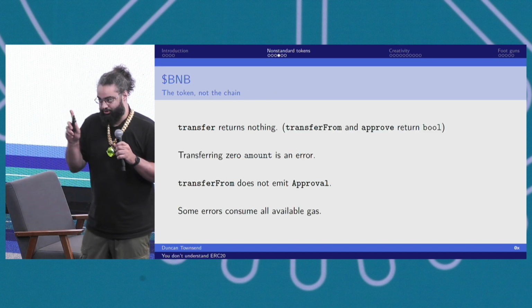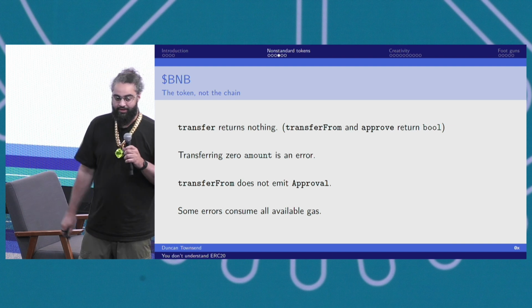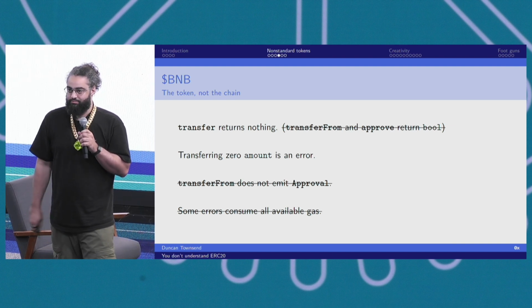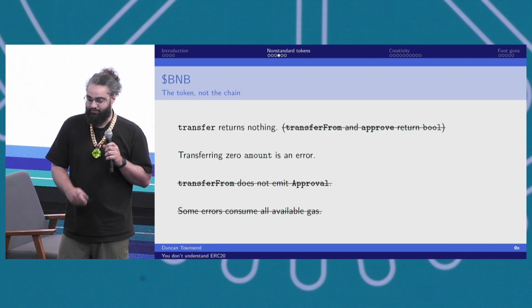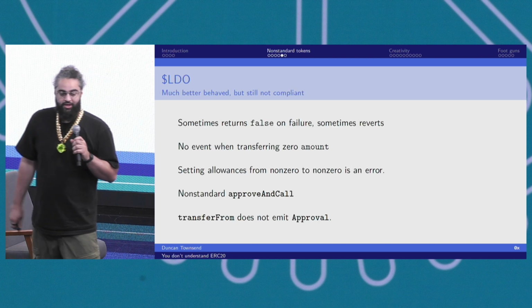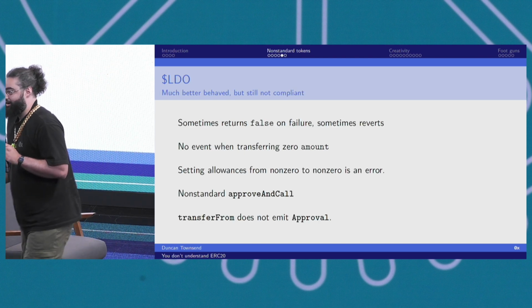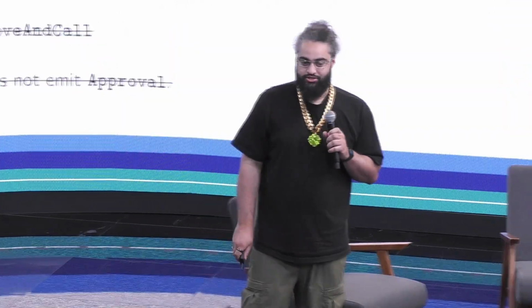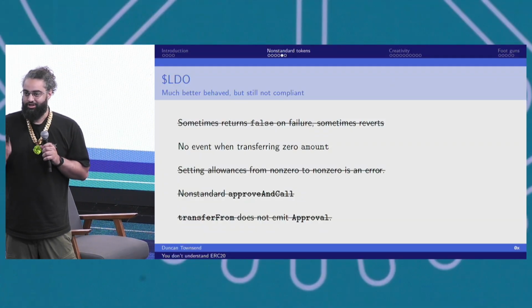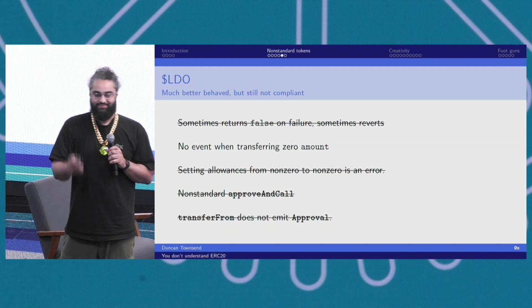Likewise, BNB, the token, not the chain, the token on Ethereum, has all of these weird behaviors, most of which are not technically against the standard, but a few of them are. So really, you should be aware that all of these famous tokens, including LDO, have all of these weird behaviors, and if you don't handle them correctly, you're going to get wrecked.